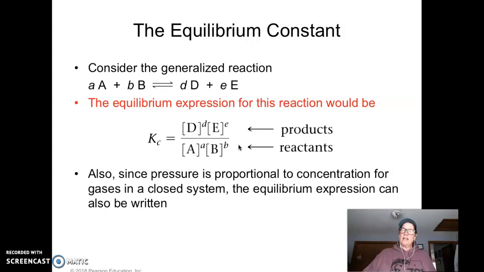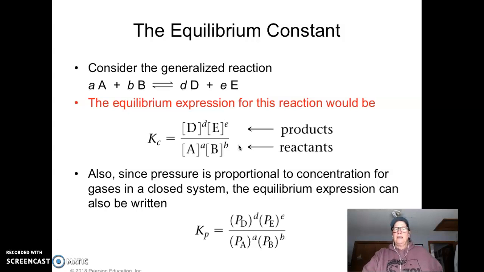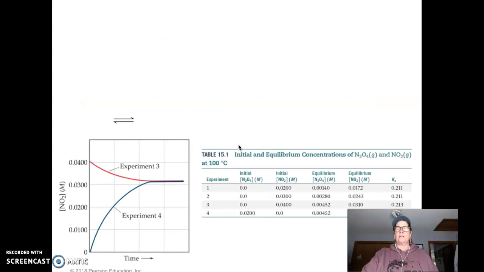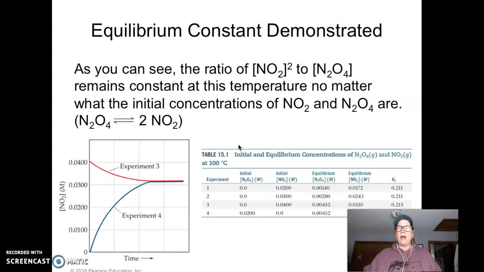It's proportional to the concentration of the gases in a closed system, and again I'll show you that a little bit later. It's just an equation that you plug in the numbers. This is how you do it. It works out for another, we'll use the gas constant and so on, but I'll show you that a little bit later. Right now I want to get to how to find your concentrations.